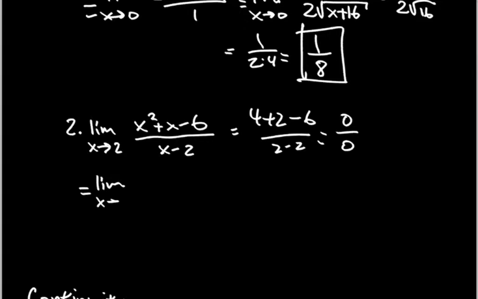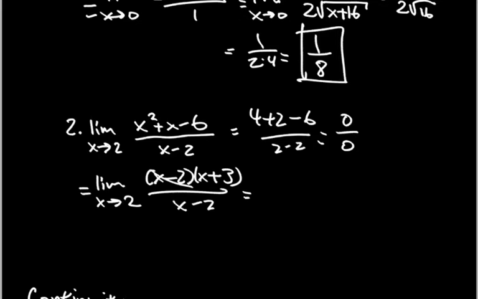So let's try applying factoring, because this thing looks like it could be factored, right? So that'll be x minus 2 times x plus 3 divided by x minus 2. X minus 2's can divide out. You get the limit as x approaches 2 of x plus 3. You can substitute in the 2, then you get 2 plus 3, which is 5.